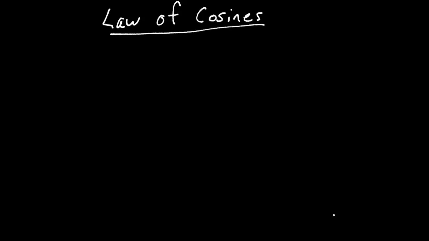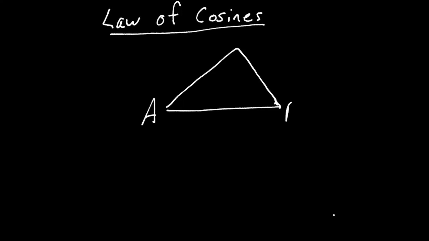So let's first talk about what the law of cosines is. The law of cosines is an equation that allows us to find missing sides and angles of a triangle. So let's say I have a triangle here. I'm going to name it angle A here, angle B here, and angle C there.